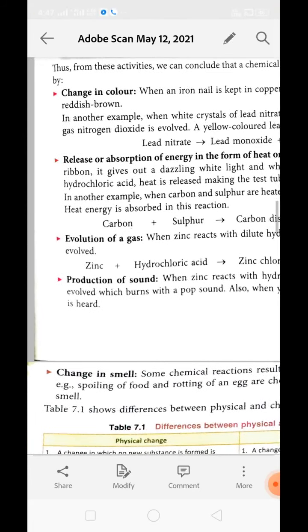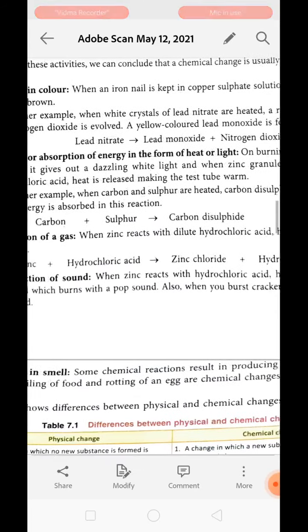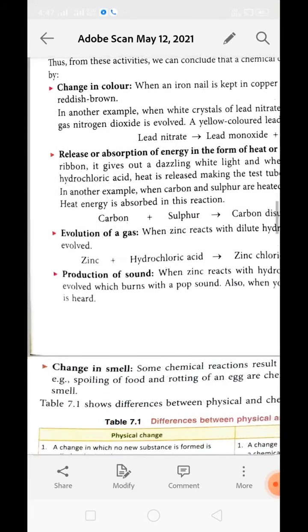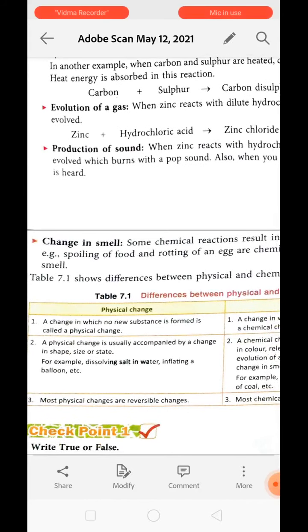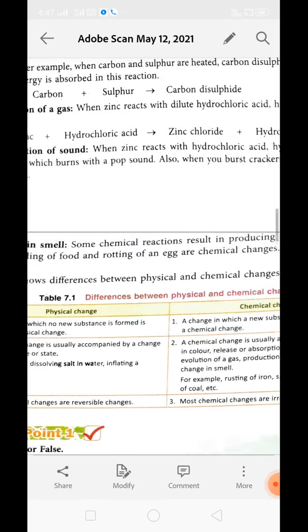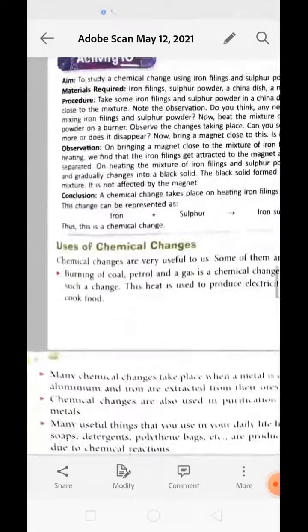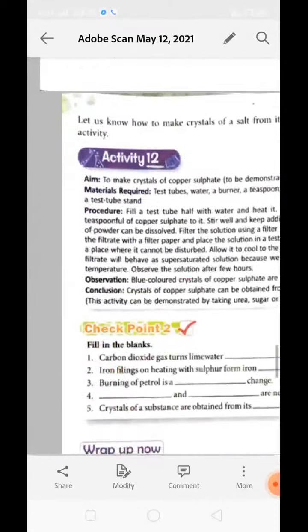Now fourth is production of sound. When zinc reacts with hydrochloric acid, hydrogen gas is produced which burns with a pop sound. This is your answer. Now, change in smell. Some chemical changes result in a change in smell of a substance, for example, rotting of egg and spoiling of food. This is your answer. Next question.